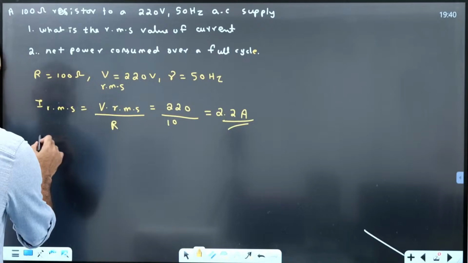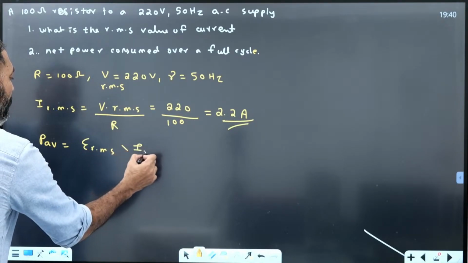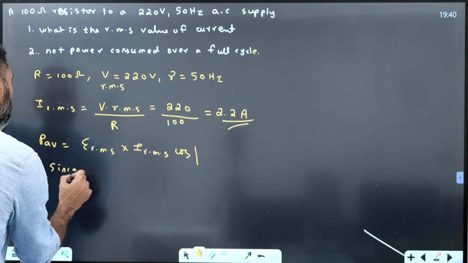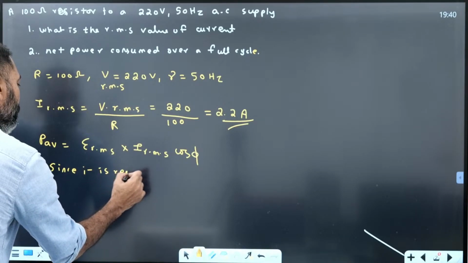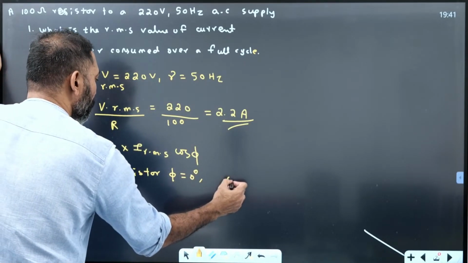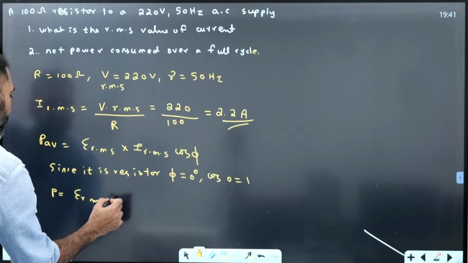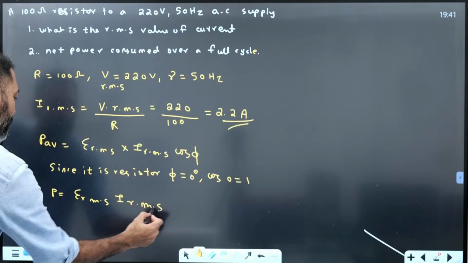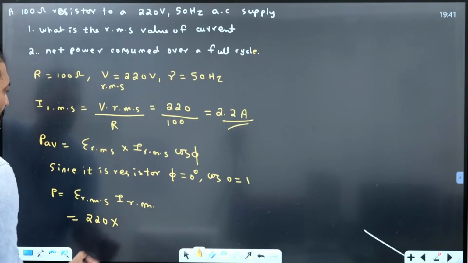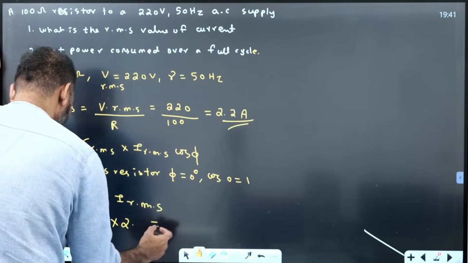Now what is average power? Average power is equal to ERMS into IRMS into cos phi. Since it is a resistor, phase difference phi is equal to 0 degree and cos 0 is equal to 1. So power is equal to ERMS into IRMS. ERMS equal to 220 into IRMS is 2.2. So 220 into 2.2 is 484 watt.